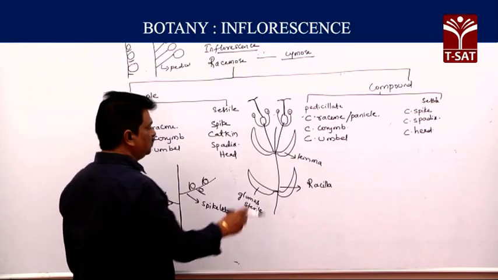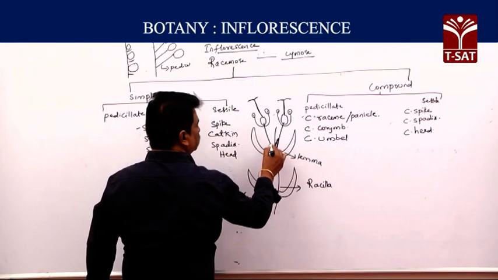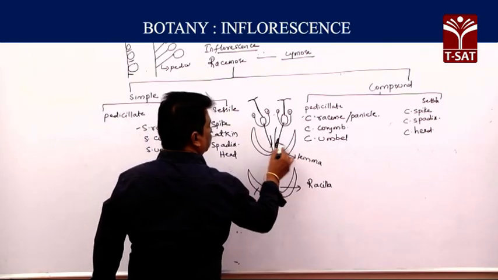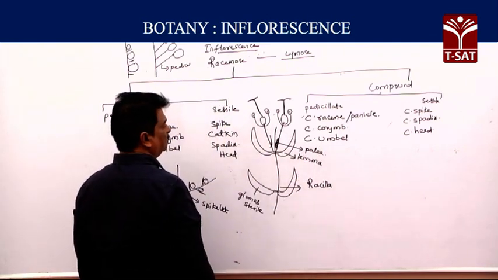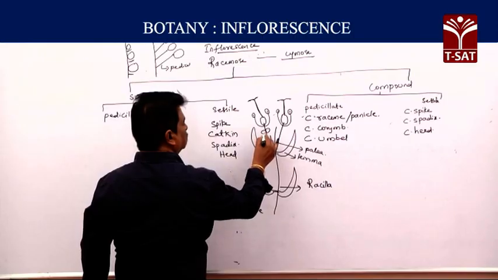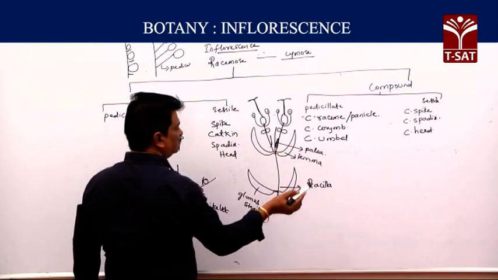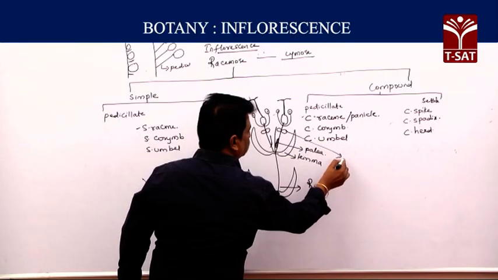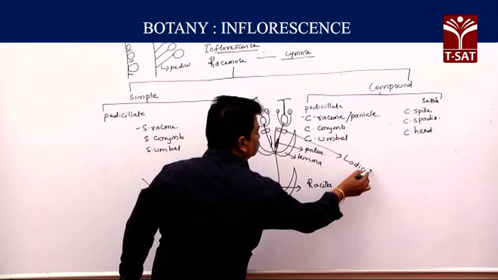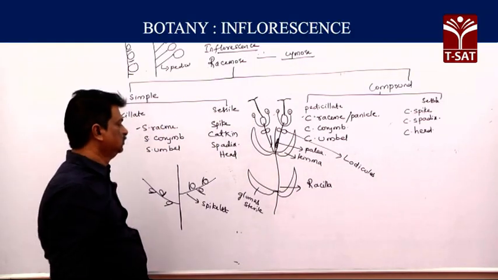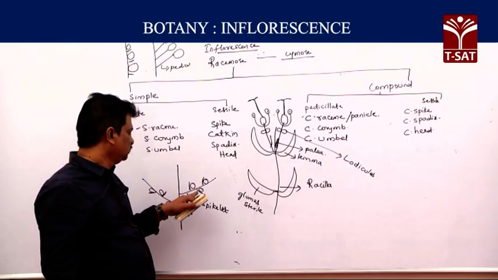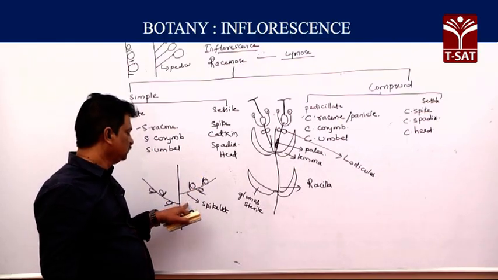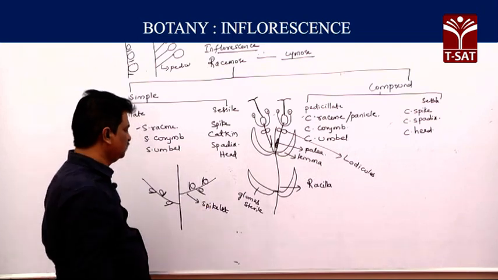And opposite to the lemma, there is a bracteole. Opposite to the lemma, there is a bracteole. That bracteole is called palea. Above the palea, reduced perianth members are present. These reduced perianth members are called lodicules. So, this is the description of a spikelet. What is a spikelet? Spikelet means it is a branch produced from a spike inflorescence. This spikelet produces a limited number of flowers.